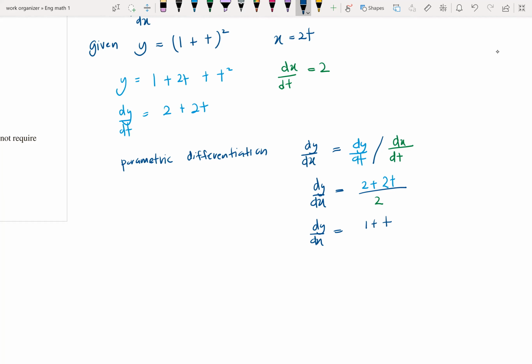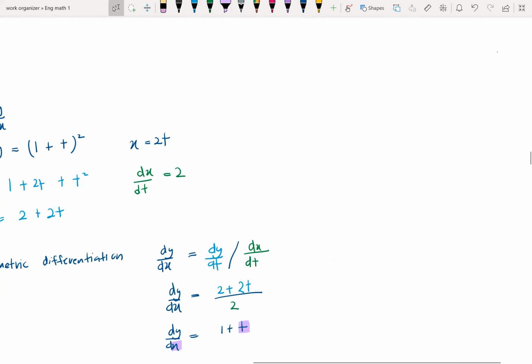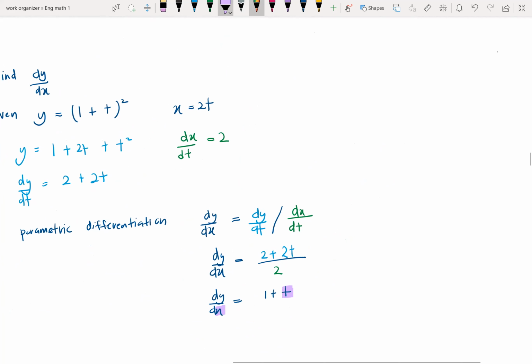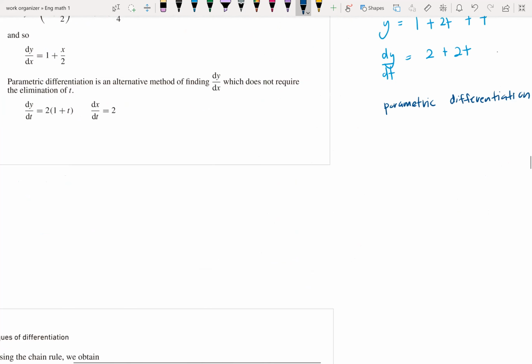Since we want it in x terms, we have to convert t into x. So t is equal to x over 2. We just convert here: dy over dx is 1 plus x over 2. So that's it for the example.